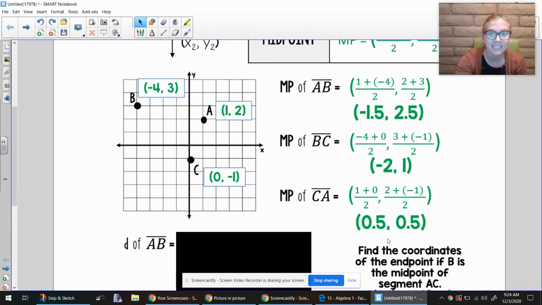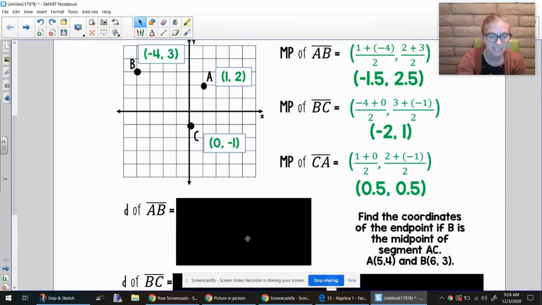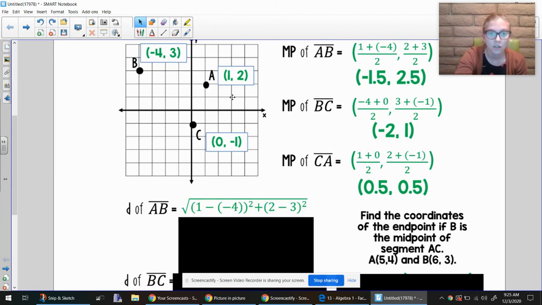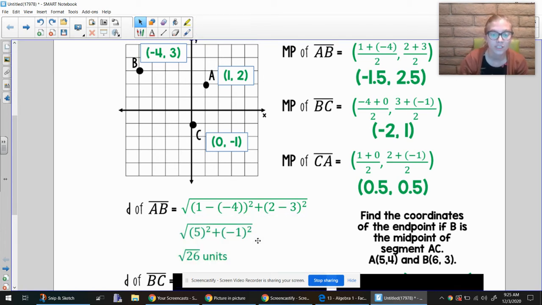To find the distance, we're going to plug the points into the distance formula. So the distance of AB is going to be the square root of (1 minus negative 4) squared plus (2 minus 3) squared, which is 5 squared plus negative 1 squared, or the square root of 26.